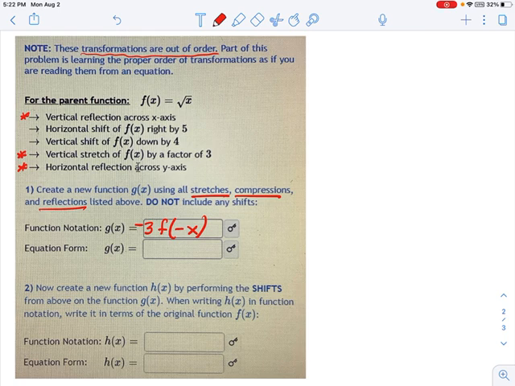And now we're not doing the shifts yet. That's right, we're going in stages. And the equation form of this is going to be negative 3, I thought that was x squared for a second, negative 3 times the square root of negative x. Now don't get bothered by the fact that you see a negative sign in the square root. That's perfectly fine because x could be negative numbers, and then the negatives will cancel out and we'll be okay.